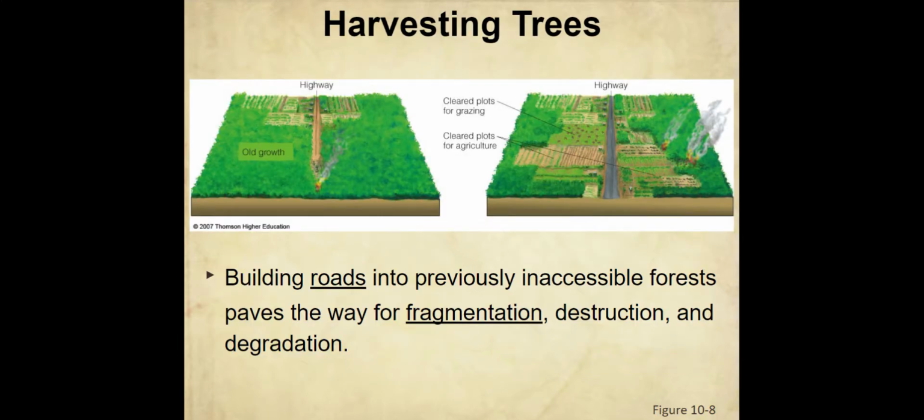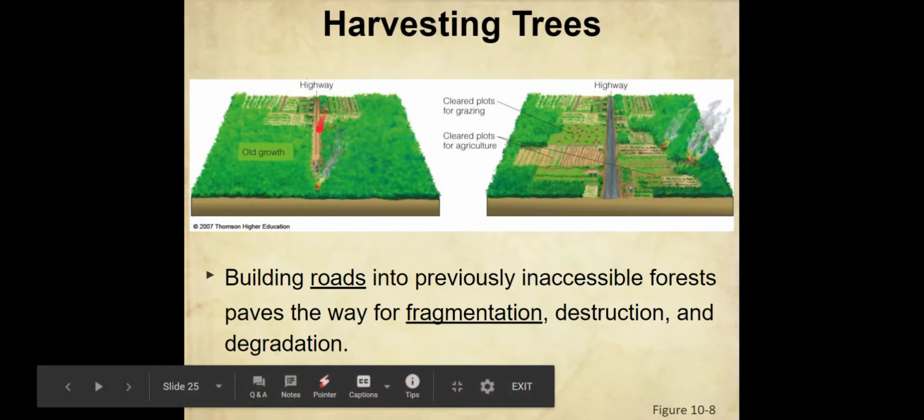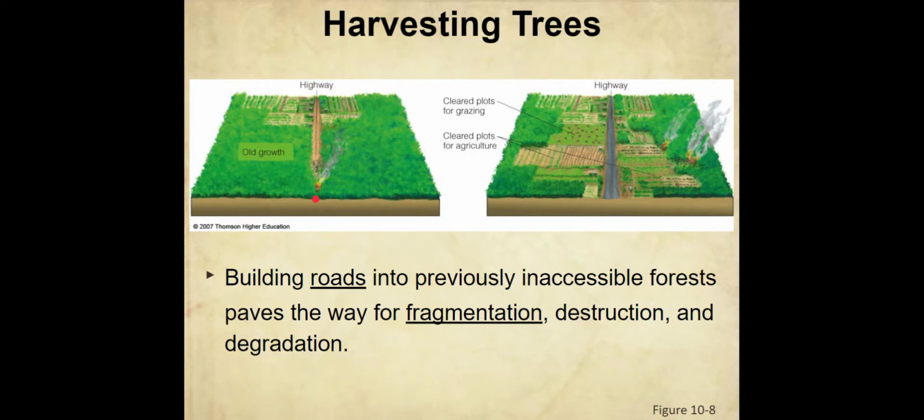So, we did theory of island biogeography, and we also kind of took that and threw it over to land. So what we have here is old growth forest on your left, and they burn and build a highway through this area here. And what ends up happening is you then have plots that get cleared for grazing, you have plots that get cleared for agriculture. Some of these areas are burned, and what happens is this then paves the way for fragmentation, destruction, degradation in that area.